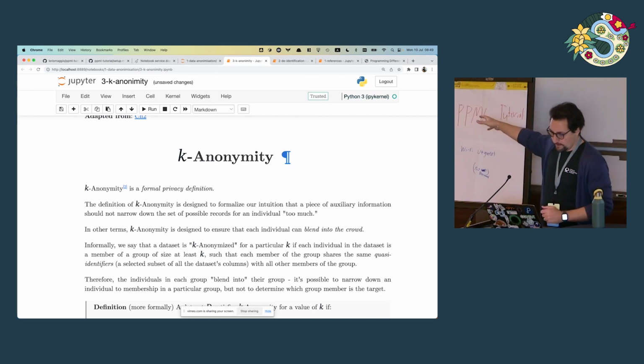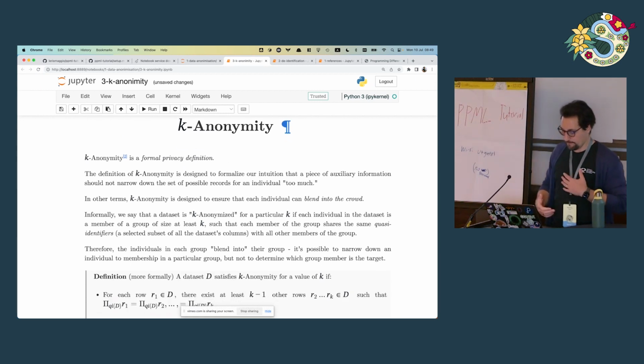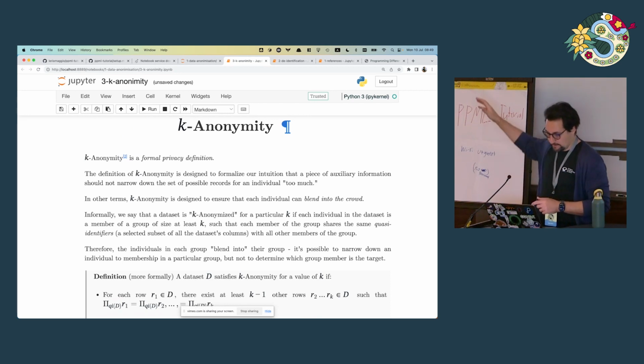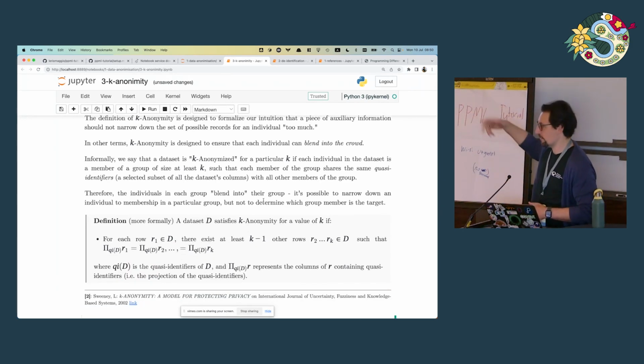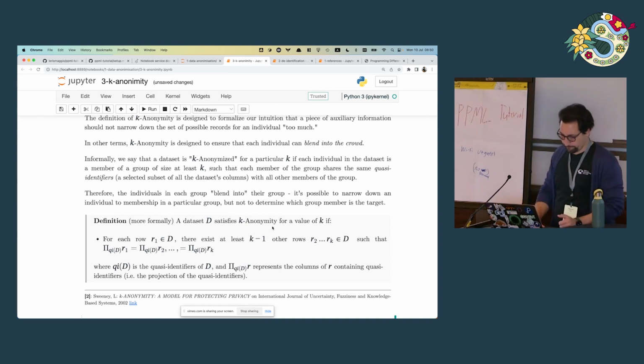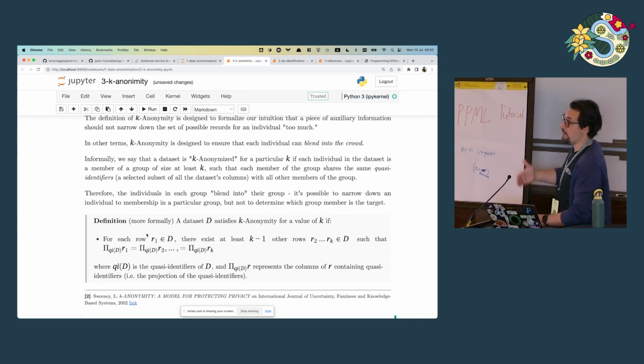So, in other words, Qi of D is the quality identifier of D, so the private identifiers information, and pi of Qi of D of R represents the columns containing the identifiers. So, as I was saying, the projections of the quality identifiers. In simple terms, the quality identifiers are the name of the columns we are talking about. So one thing we can do on a dataset is checking for a very specific value of k whether that dataset satisfies k-anonymity. Well, is it clear how k-anonymity works?